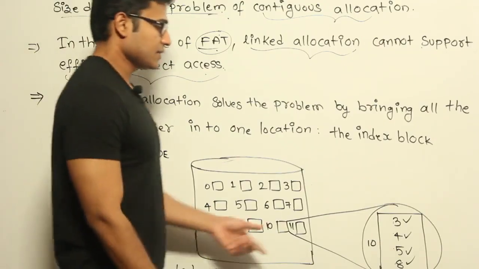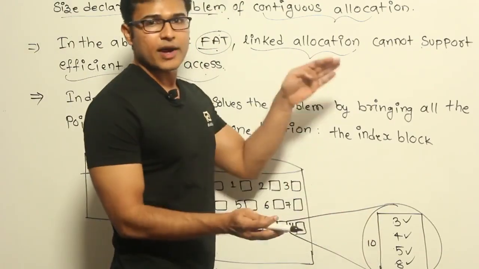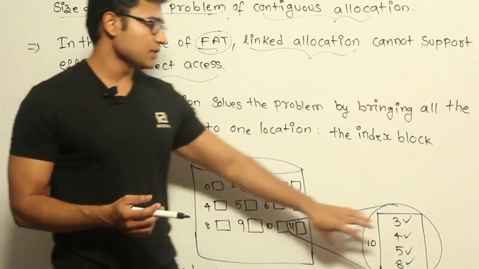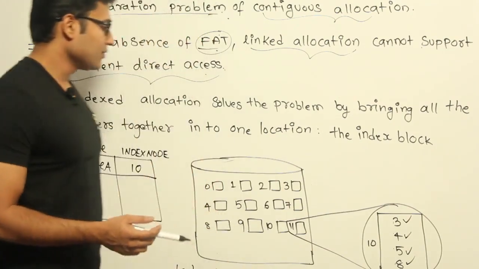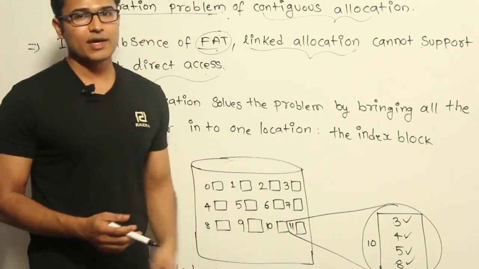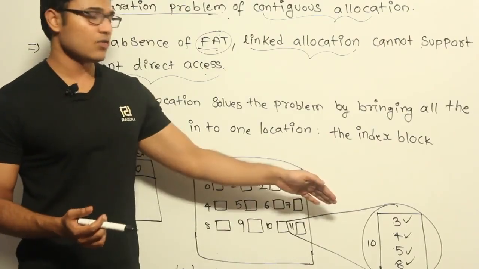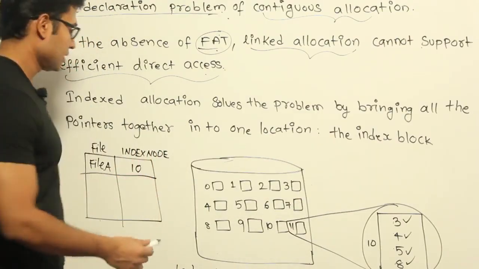So by having such a small implementation, you need not bring the entire FAT table into the main memory. You can just bring this one node, or one block, right? Now in case the index itself is too big, if the file is too big, that the index cannot fit in one block, then what to do about that we shall see in the next video. Got it? Okay.